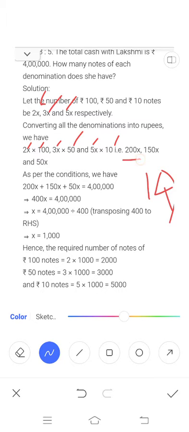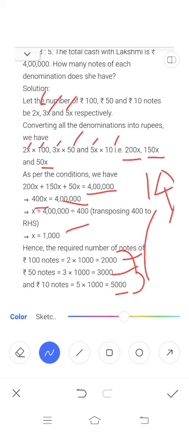So 2x into 100 is 200x. 3x into 50 is 150x. And 5x into 10 is 50x. As per the condition, the total amount of money is 4 lakh. So we have to add the 100 rupee notes, 50 rupee notes and 10 rupee notes. So 200x plus 150x plus 50x is equal to 4 lakh. When we add, 400x is equal to 4 lakh. When we divide 4 lakh by 400, we get 1000. So 100 rupee notes are 2x, 2 into 1000 is 2000. 50 rupee notes are 3x, 3 into 1000 is 3000. 10 rupee notes are 5x, 5 into 1000 is 5000. When you add everything, you will get the amount.